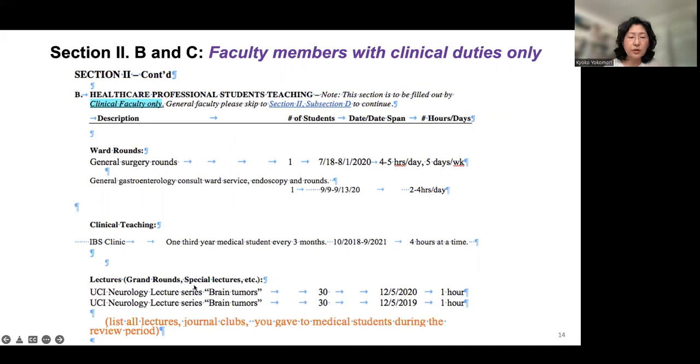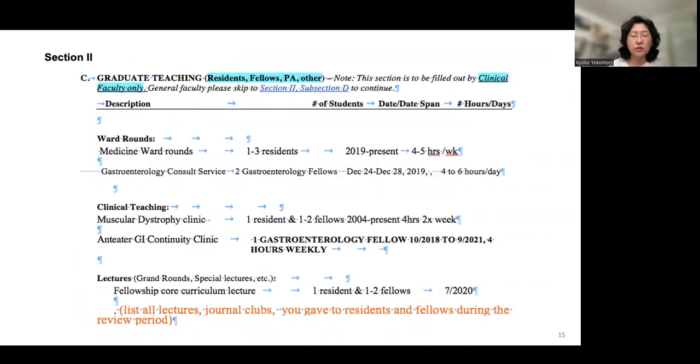And then also you can include the lectures, special lectures. One thing is that if you give the same lecture to both medical students and residents and fellows, you don't want to copy paste the exact same list twice in B and C. Just put it in one place once. For example, if you put it here, underneath you can always write a sentence explaining, hey, this lecture was given to both medical students and residents and fellows. You can always write a short sentence of explanation to elaborate your exact contributions. And CAP actually appreciates that because they want to really understand the context.